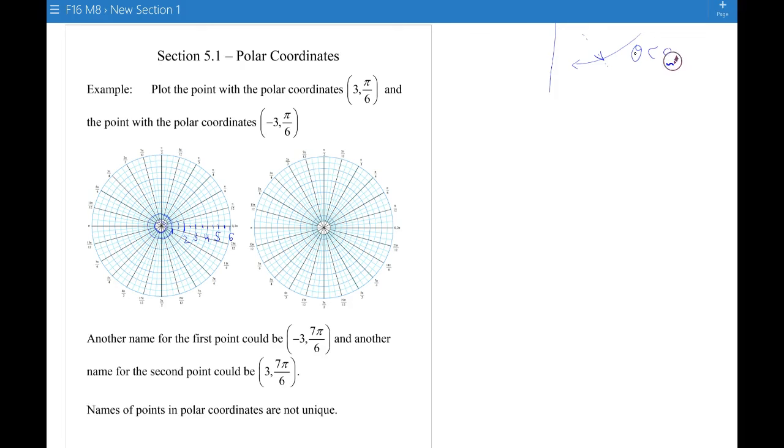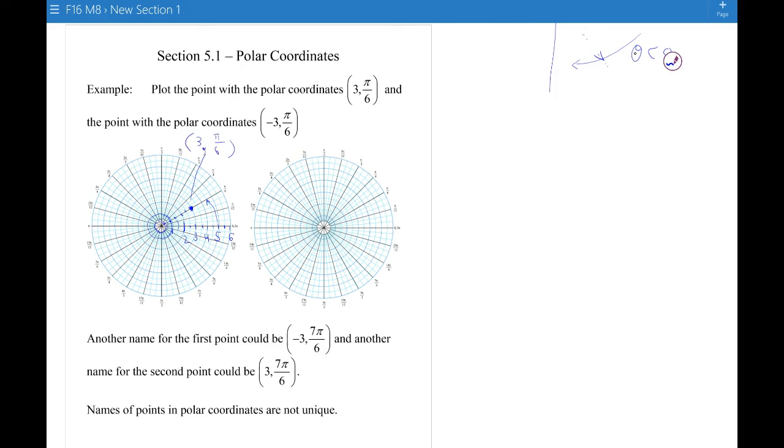So I go up to the angle pi over 6, and then I go 3 concentric circles away from the origin, but I'm calling each circle a half. So I'm going to go 1/2, 1, 1.5, 2, 2.5, 3. Here's my point, (3, pi over 6).